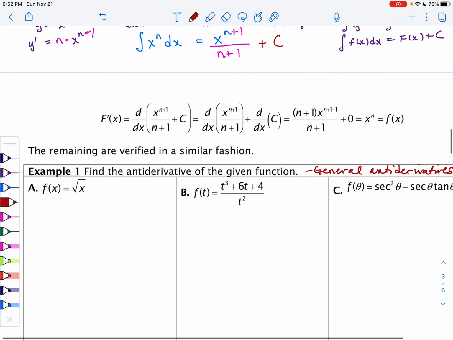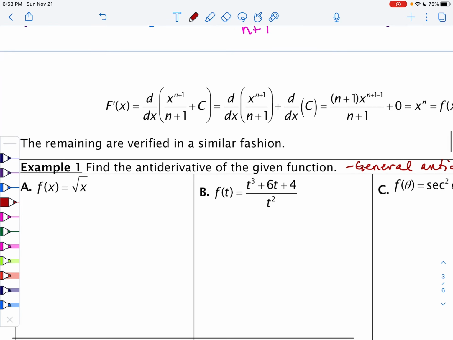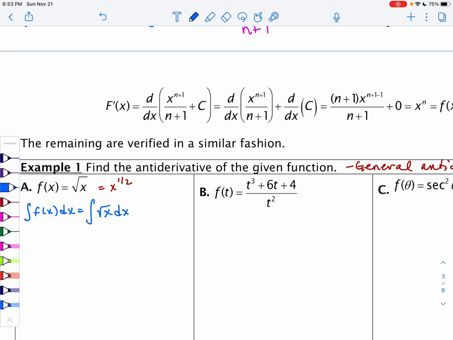Just like with root x and taking derivatives, we usually transform that to exponential notation so that we can use the power rule. So we can see that this is x to the 1/2. If I'm going to use that integral notation, the integral of f of x dx, that's going to be the integral of the square root of x dx, and we want to change that to x to the 1/2 dx. And we have x to a number, so we can use the power rule for anti-differentiation.